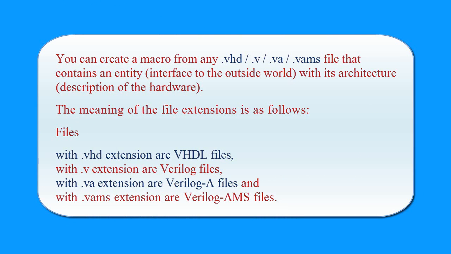You can create a macro from any .vhd, .v, .va, .vams file that contains an entity, the interface to the outside world, with its architecture, the description of the hardware. The meaning of the file extensions is as follows. Files with the .vhd extension are VHDL files. Files with the .v extension are Verilog files. Files with the .va extension are Verilog-A files, and the files with the .vams extension are Verilog-AMS files.